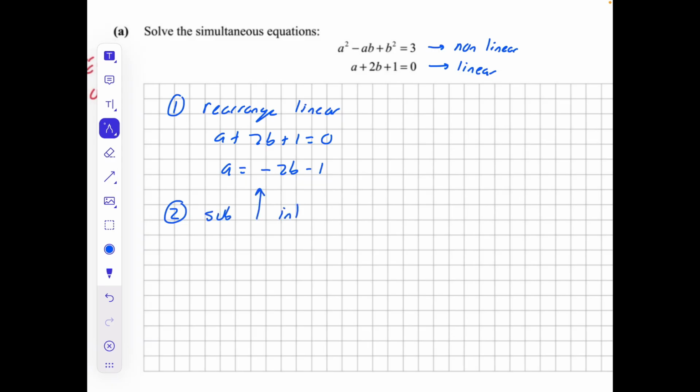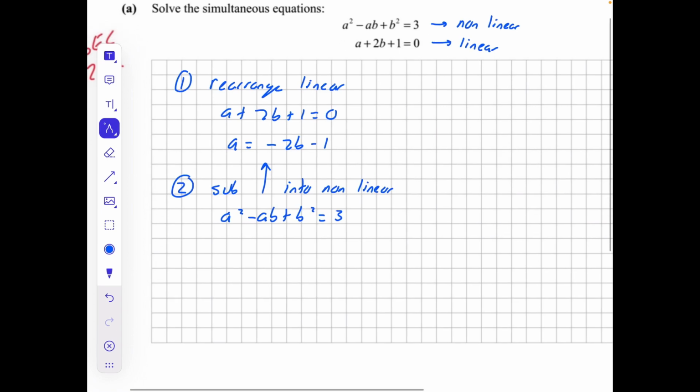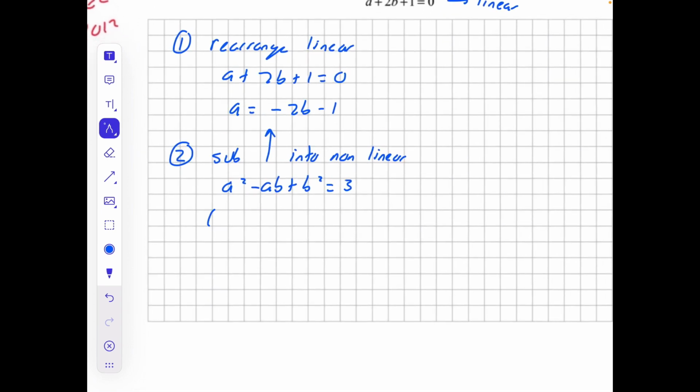And for step 2, we're going to sub that into my non-linear. So my non-linear at the moment is looking like a squared minus ab plus b squared is equal to 3. Everywhere there's an a, replace it with minus 2b minus 1.